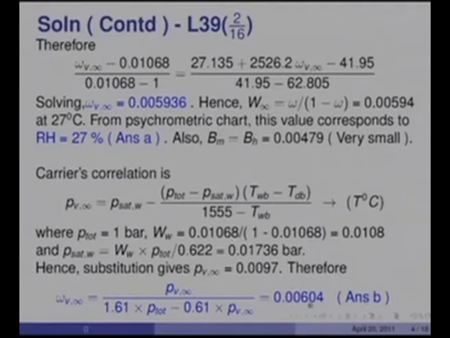Now, you will see this value of 0.00604 is very close to the value 0.005936 that we obtained from the Reynolds flow model, and therefore, we can say that the Reynolds flow model captures the psychrometric relationships very well. Let us now turn to the second problem.